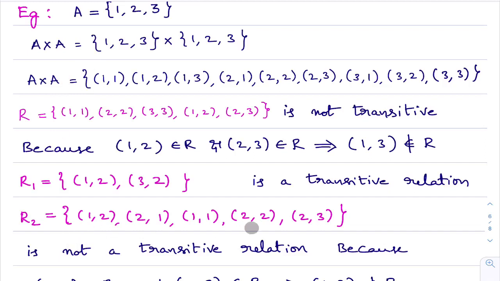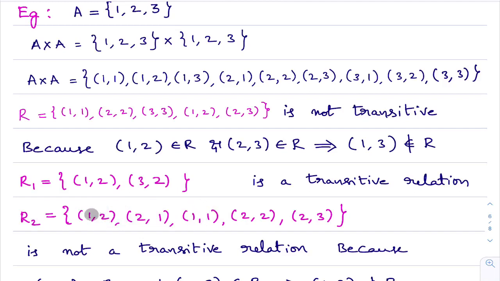How to check the transitive relation? Simple thing. First you take (1, 2). It ends with 2. Now you identify the other ordered pairs which begin with 2. Here (2, 1) begins with 2. So (1, 2), (2, 1). Yes, you are able to identify (a, b), (b, c). You check (a, c). What is (a, c)? (1, 1). Is (1, 1) there in this relation? Yes, it is there.